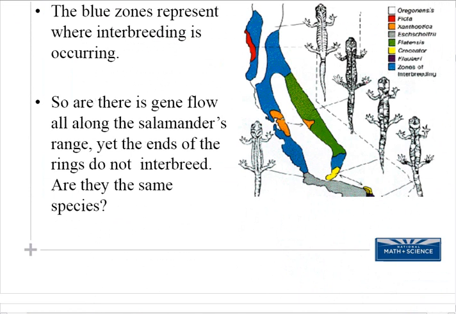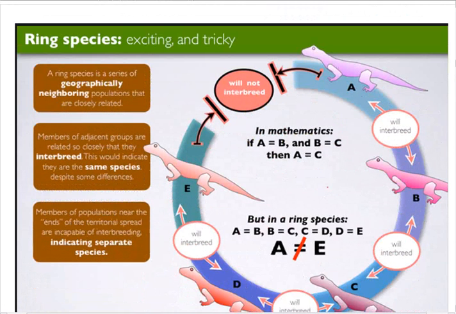So here's another depiction of that. We have gene flow, meaning genes are carried from one subspecies to the next, but they can't be carried from one end to the other. If we took an individual from one end, it probably wouldn't mate with an individual at the other end. And in this case, the salamanders at the end of the range don't mate with one another. So by definition, they would not be the same species.